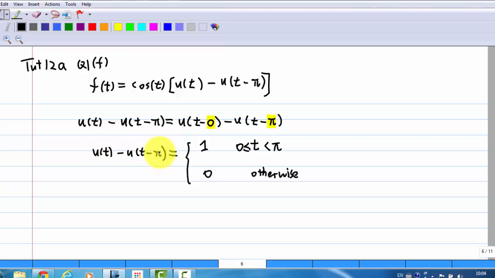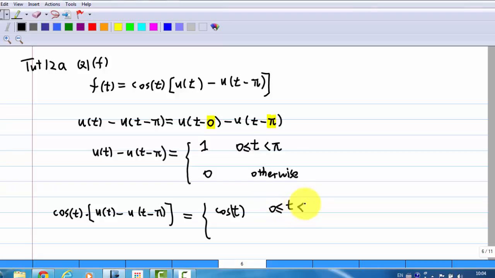Now, if I multiply this by cosine of t, we will get cosine t times 1, which is cosine t, for t between 0 and pi, and cosine t times 0, which is 0, otherwise.